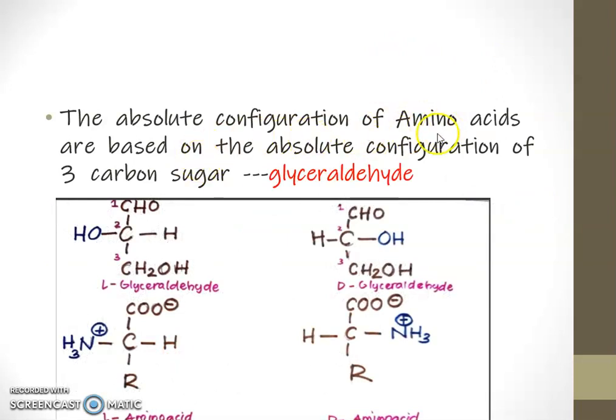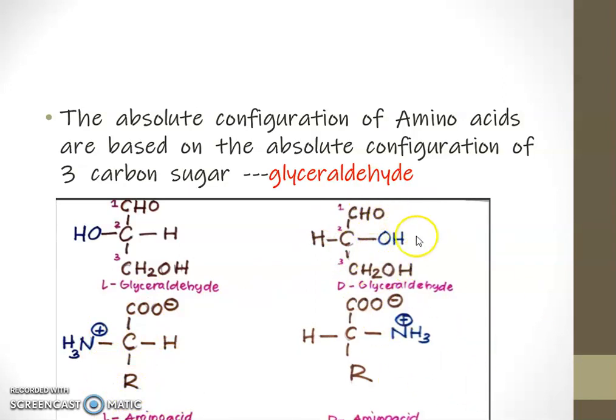The absolute configuration of amino acids are based on the absolute configuration of 3-carbon sugar glyceraldehyde, of course. So the configuration of amino acids is based on the configuration of glyceraldehyde. This is the structure of L-glyceraldehyde and this one is L-amino acid. This is D-glyceraldehyde and D-amino acid.